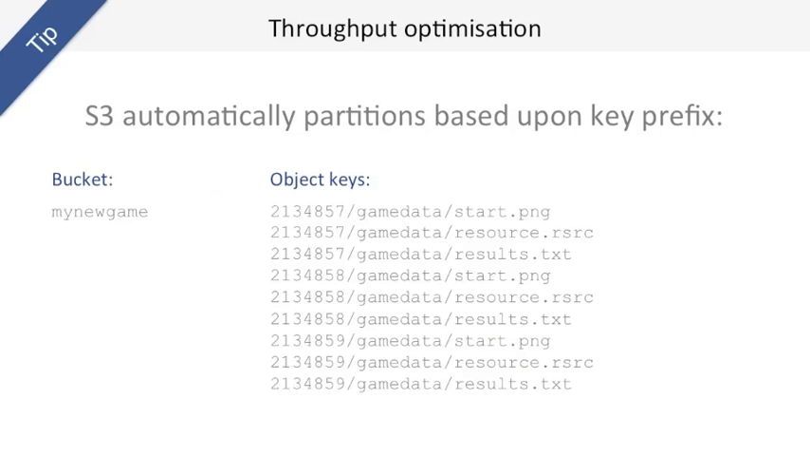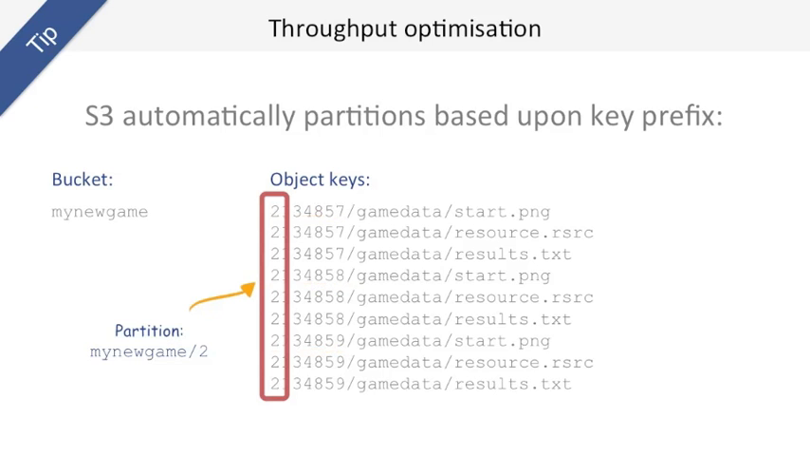Based upon that, if you look at these object keys in a fictional example of a bucket, with my bucket on the left called my new game and my object keys on the right, S3 will try to automatically partition data across nodes within the subsystems to ensure consistent performance for reads of your objects. What I'm really showing here is incrementing game IDs. If this is a gaming website, we've got some photos, some resources, and some text files for each game that we're publishing, and the game IDs increment each time, storing all of those assets in a single bucket.